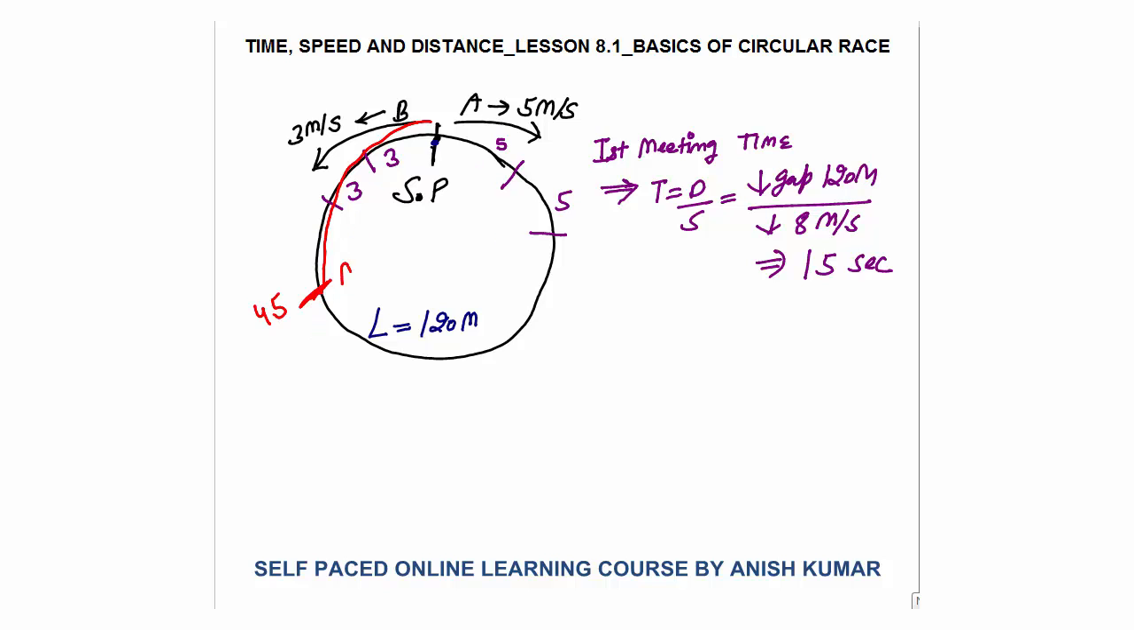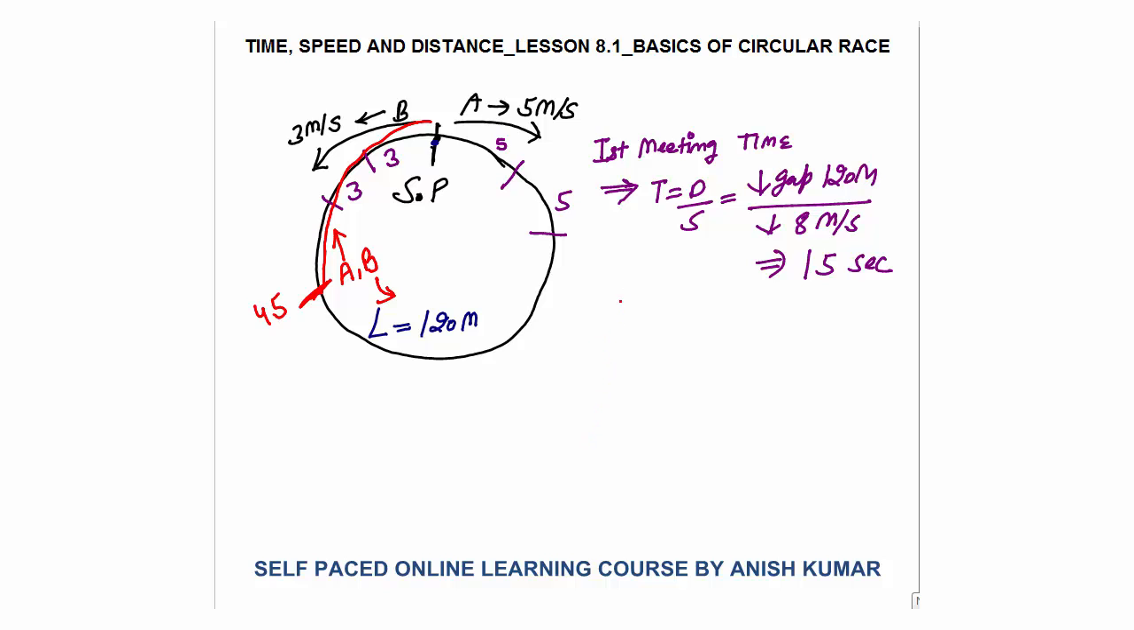Now when will the next meeting take place? You can see that A will run in this direction, because A was running clockwise and B was running anti-clockwise. So B will run here. Again the gap between them will start decreasing, and after 15 seconds they will meet again. So the time will be the same for each and every meeting.